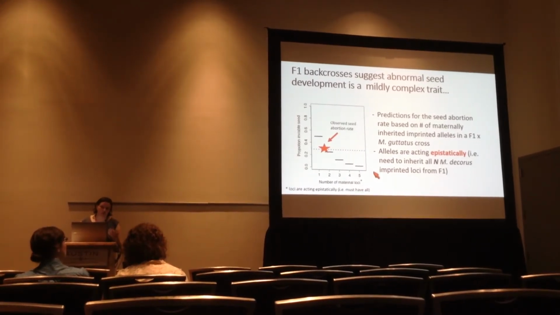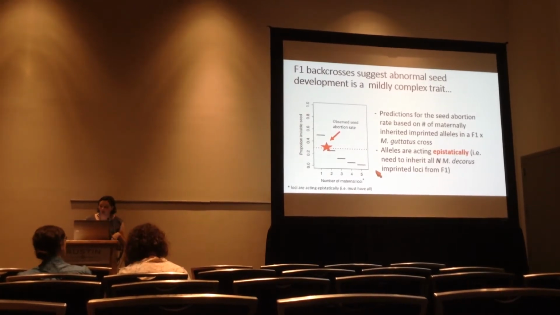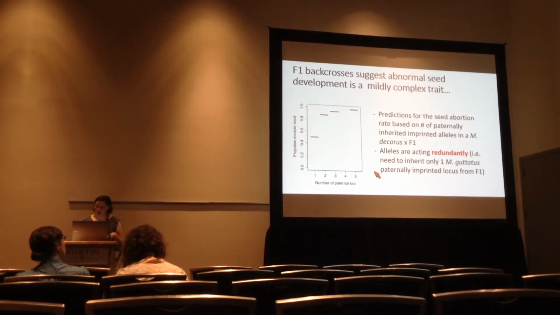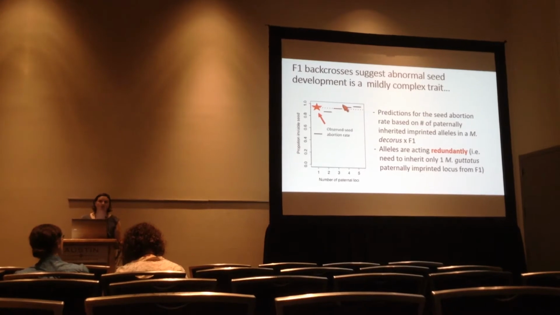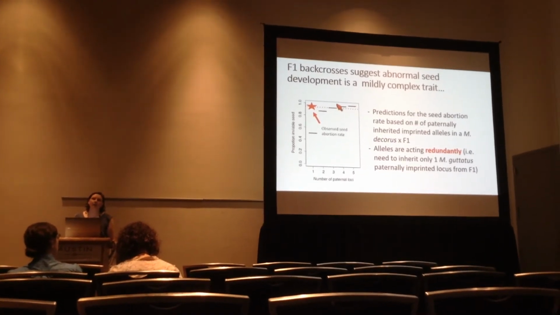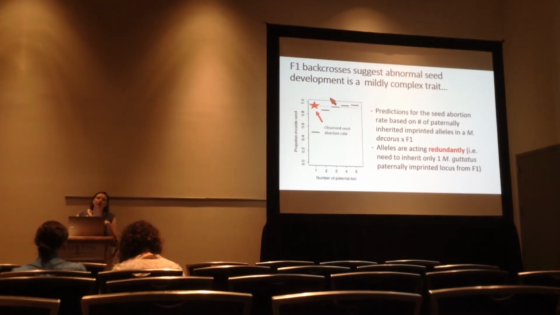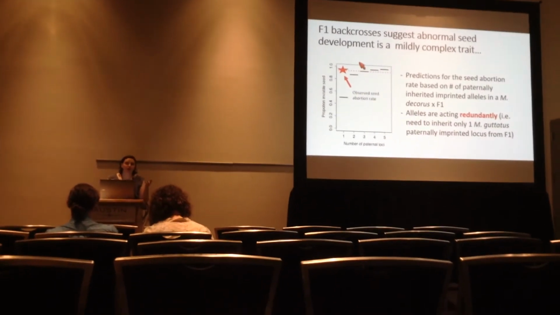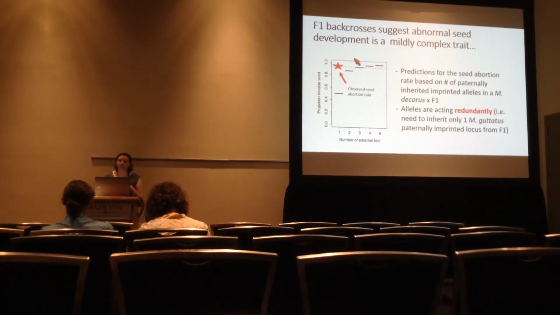And here's where the data fall. So it looks like it's pretty close to a two-locus model on the mom side. We do the same for the dad side, and the data followed here, which is really similar to a 3-locus model. And I'll just say that I've also looked at F2s where you take an F1 and you self it. And this proportion of aborted seeds in that cross is pretty compatible with a 2-maternal, 3-paternal locus model.